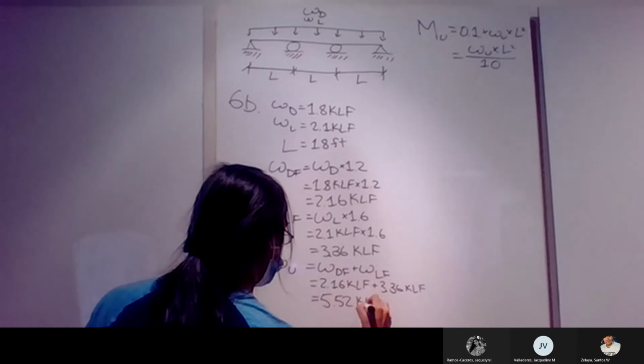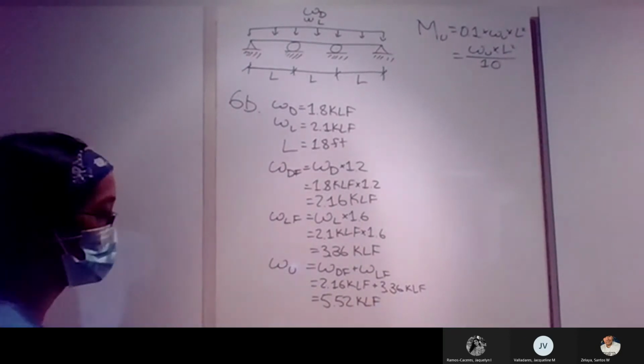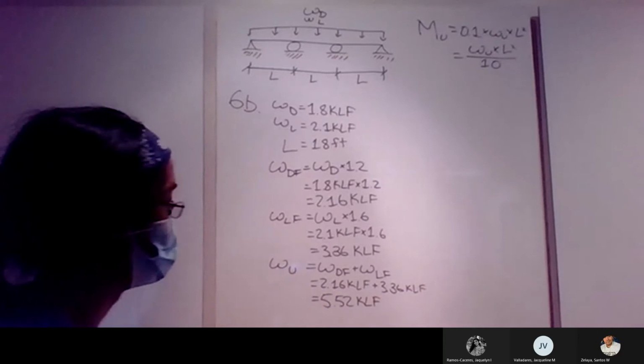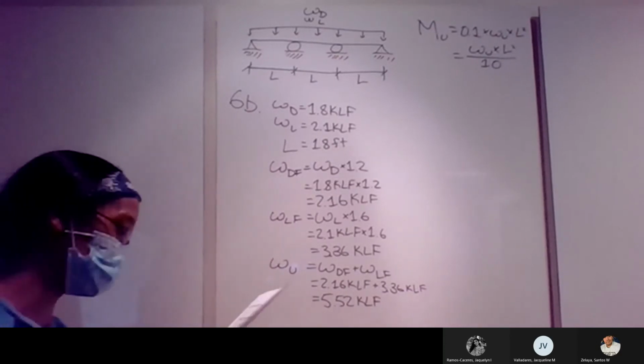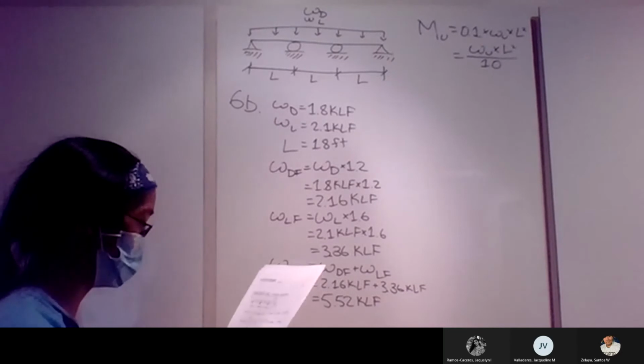5.52 KLF. It's all about the wisdom. My age just got insulted. I didn't insult your age. I just asked if I was older than you. You indirectly insulted my age. How dare you? That's okay.